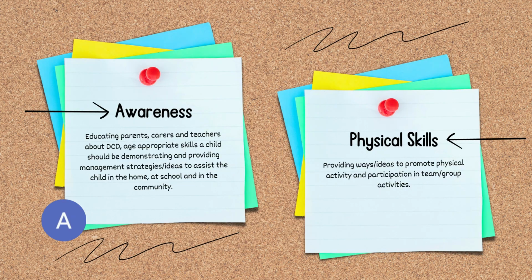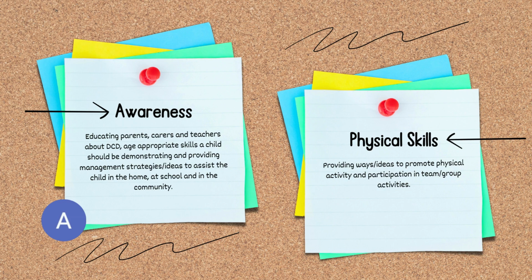How do we do that? First, we need to create awareness. Awareness needs to be created in the parents, the carers, and the teachers. They should understand what the symptoms of DCD are, what the age-appropriate skills are that a child should be demonstrating, and what the current skill level of their child is. This is to give them an understanding of how to manage their child based on their current level.